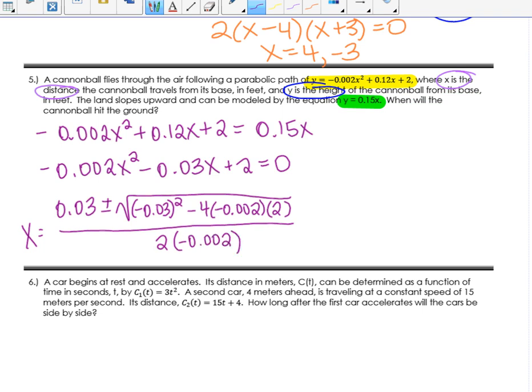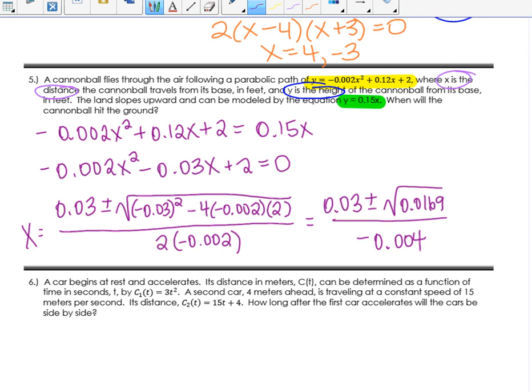Okay, you guys, be really careful how you put this into your calculator. Just take your time with it. I always do the discriminant first. So I'm going to put mine in my calculator. All right, you should get 0.03 plus or minus the square root of 0.0169. It's a pretty discriminant, all over negative 0.004.